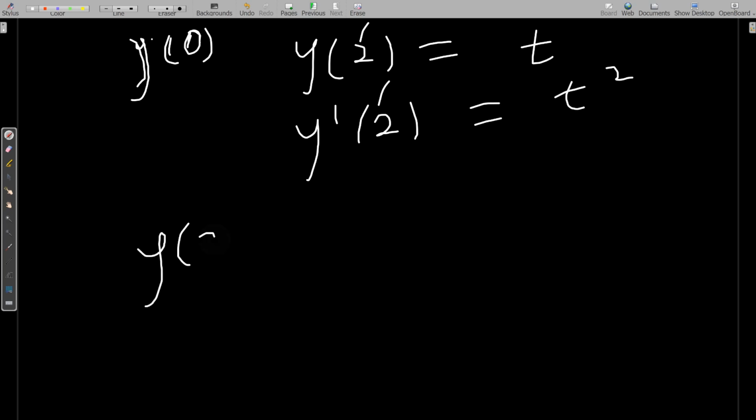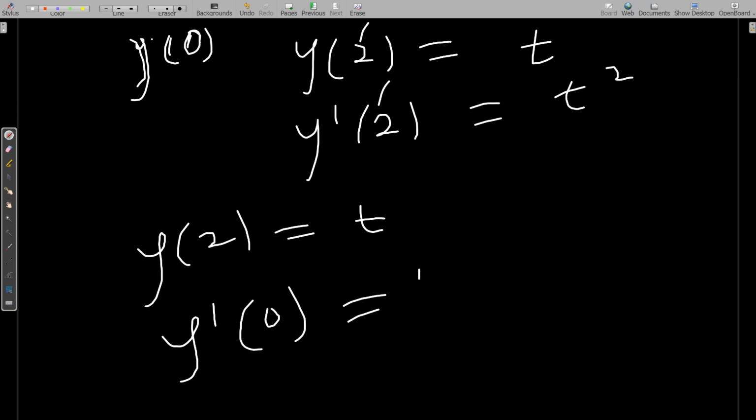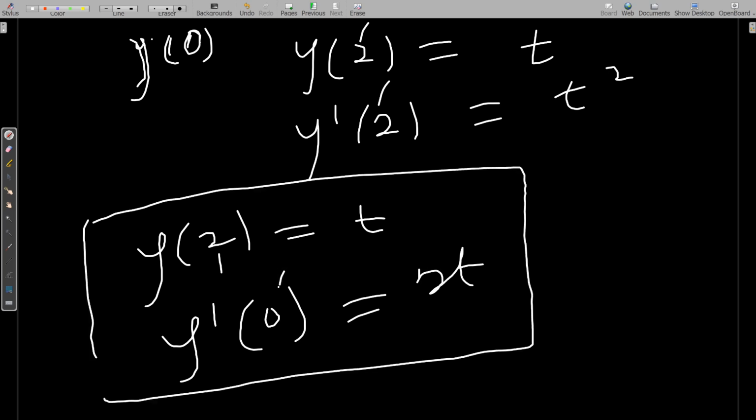But if I have y of 2 equals t, and then I have y prime of 0 equals t squared, or let's say 2t, then since these values are at different points, you call this set of conditions boundary conditions, and we call the other one initial conditions. Problems that come with initial conditions are called initial value problems, and problems that come with boundary conditions are called boundary value problems.